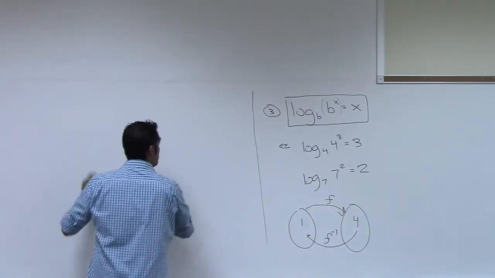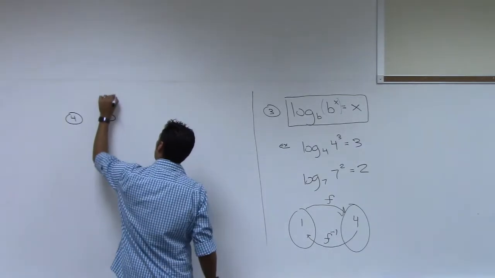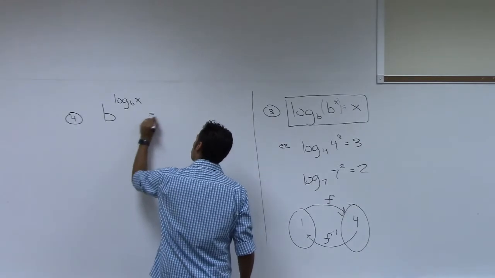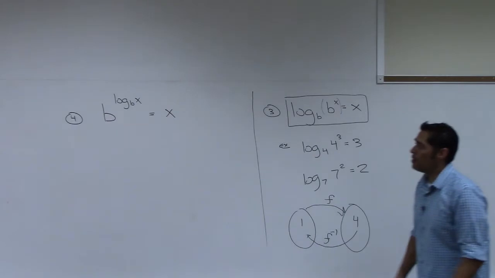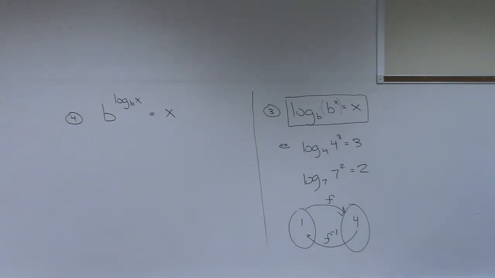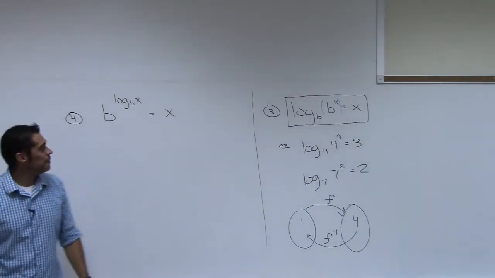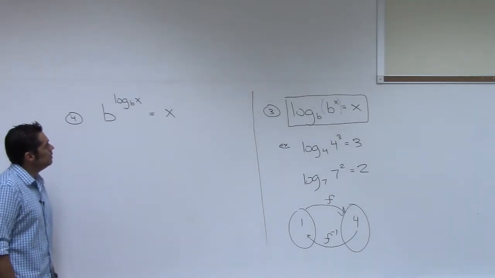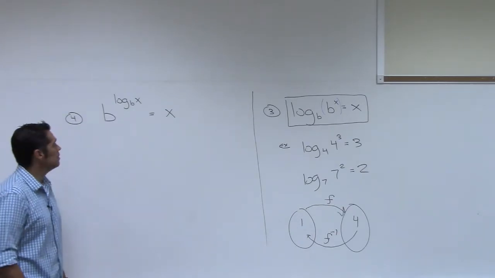So let me show you property 4. If you take b and you raise it to the log base b of x, the answer will be x. Now this one is harder to see. This is a harder property to see, but it's true. Question? All right.